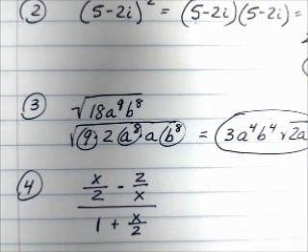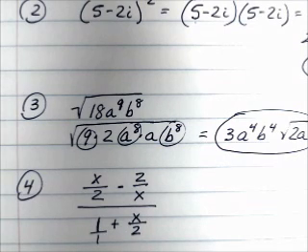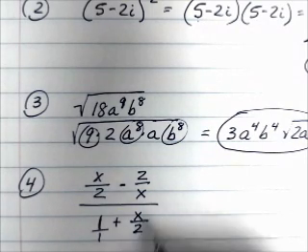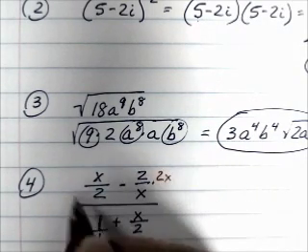Okay, so we have fractions within fractions. This is a complex fraction. And what we do to simplify it is we look at all the denominators, the 2, the x. Let's write 1 as a fraction, 1 over 1, and 1 and 2. The least common denominator of 2x, 1 and 2 is 2x. So we multiply every single term here by 2x.